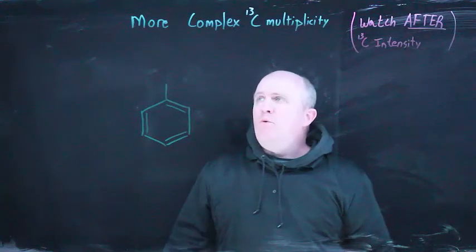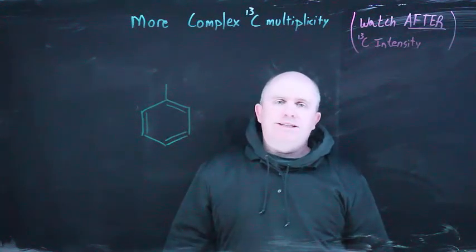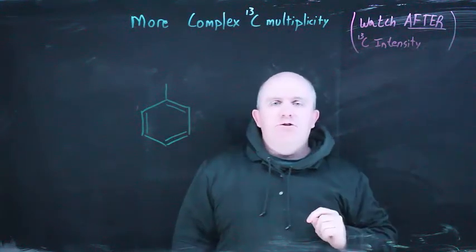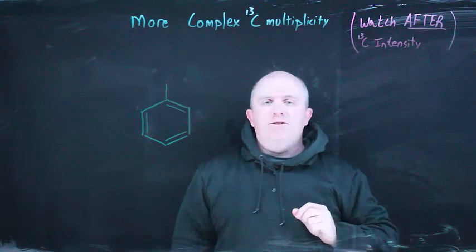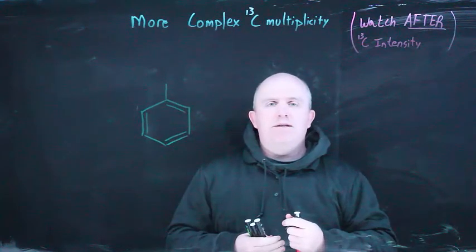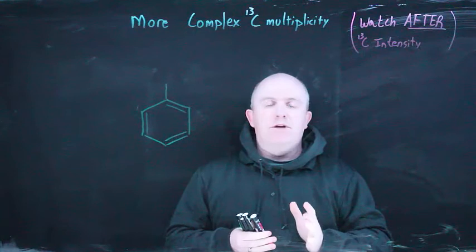This video is about more complex C13 multiplicity, and I'm going to illustrate it in the context of toluene. In particular, make sure you've watched it after you've done with C13 intensity. Okay, so toluene, as drawn, you should easily be able to identify as containing 5 unique types of carbon.